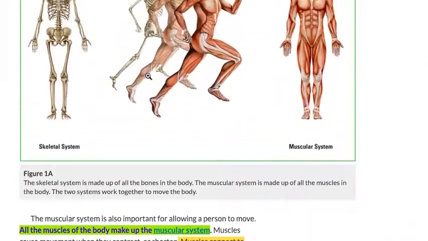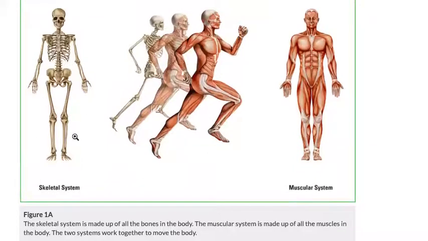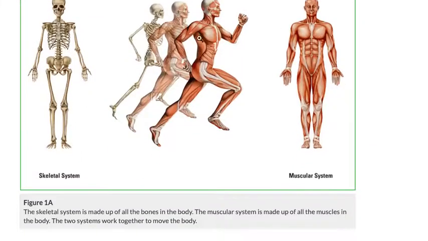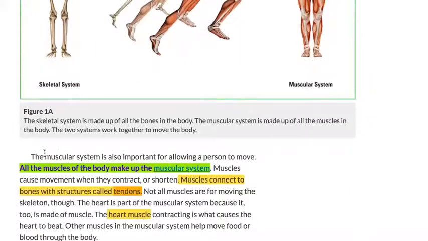And speaking of movement, we can't move simply with just our bones. We also need the muscular system. The muscular system consists of all the muscles in the body. The muscles cause movement when they contract, aka shorten, right? And muscles, when they're connected to bones, are called tendons.